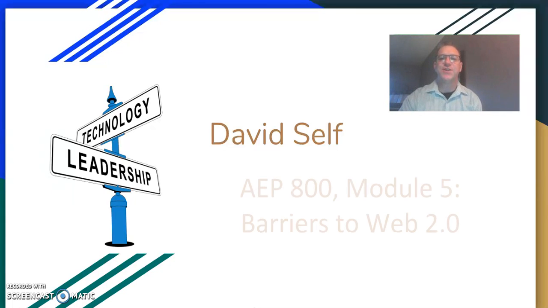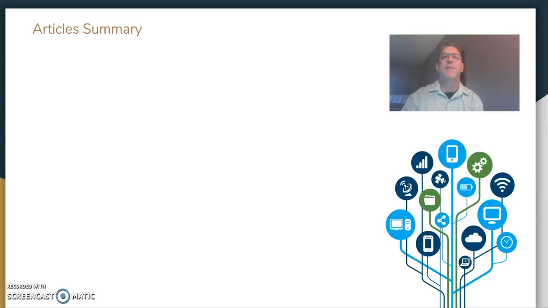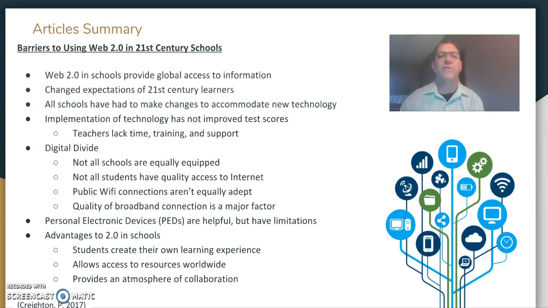This is my presentation for AEP 800 module number 5, Barriers to Web 2.0. And I'll start out my presentation by providing a summary of the articles that were required for reading for this module. The first one titled Barriers to Using Web 2.0 in 21st Century Schools.